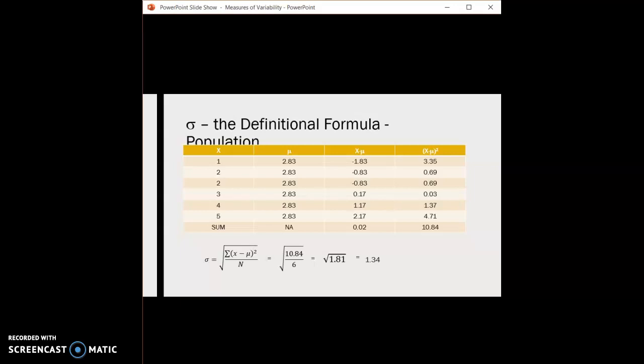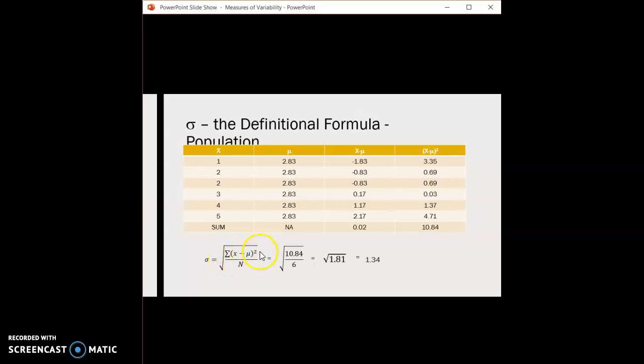Okay, so at the end of the last video, I demonstrated how to calculate the population and the sample standard deviation using the definitional formula. And I guess just one of the things that I kind of wanted to end on was what the definitional formula is actually telling us.